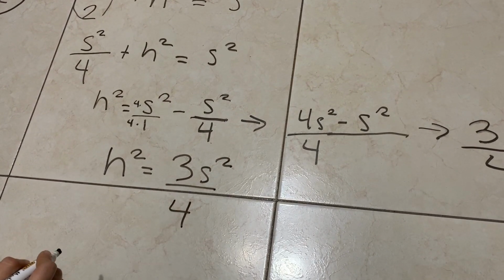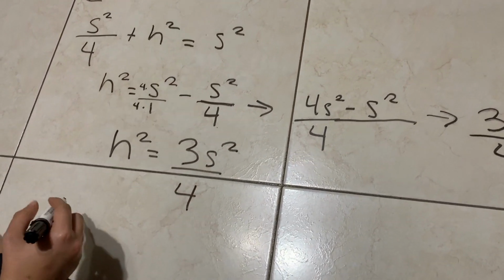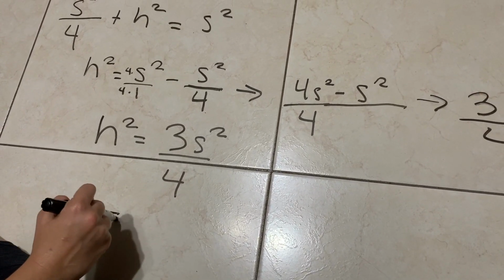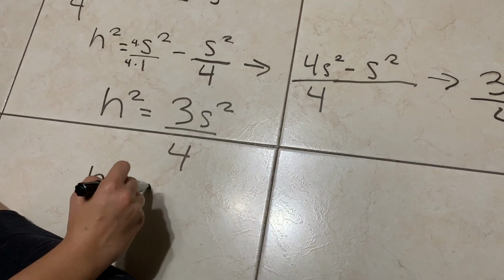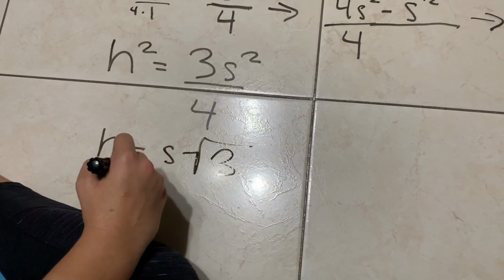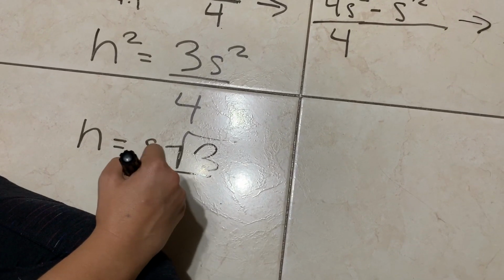So we gotta get rid of the square, so we gotta use the square root. So it will become H is equal to S square root of 3 over 2.